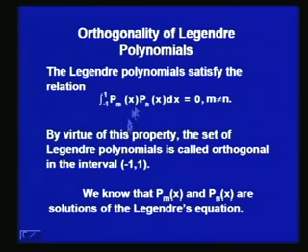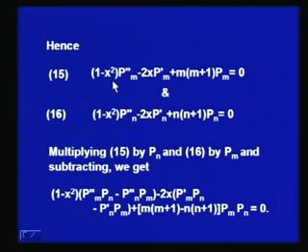We know that P_m(x) and P_n(x) are solutions of the Legendre's equation (1 - x^2) P_m'' - 2x P_m' + m(m + 1) P_m = 0, because P_m is a solution of the Legendre's equation. So, we can write (1 - x^2) P_m'' - 2x P_m' + m(m + 1) P_m = 0, and P_n(x) is also a solution of the Legendre's equation. So, we will have (1 - x^2) P_n'' - 2x P_n' + n(n + 1) P_n = 0.